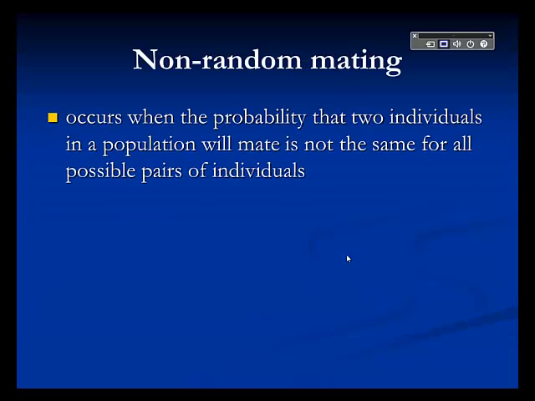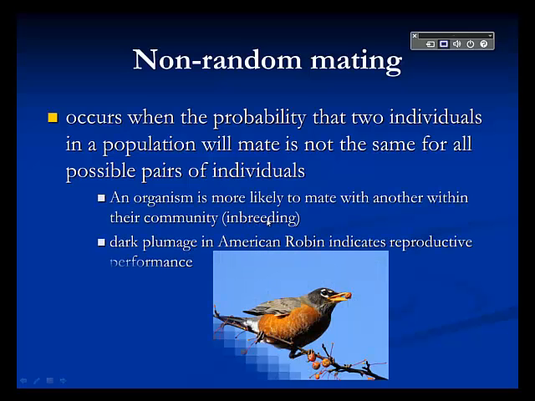Okay, non-random mating should be fairly simple for most people. It means that organisms are going to choose a mate for reasons that are not random. Okay, so here's an example. The American red robin has a red chest. If they have a darker plumage or darker red, that usually indicates reproductive performance, and they are going to be more heavily favored than organisms that do not have the red chest. So what are you going to see in the next generation? More and darker red chests than not. Okay, so you can pause that and get it down.